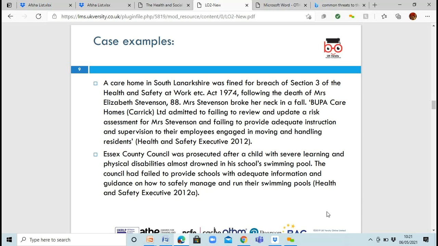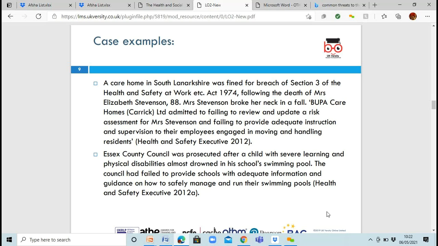Now, Essex County Council, another example. So before I go into that, what happened is in a Bupa care home, an elderly lady was being moved. The staff didn't have the right training in how to move her according to her own needs. She fell down the stairs, she broke her neck, and unfortunately she passed. So Bupa care homes were found to be at fault for this because they didn't follow the correct procedures, they didn't inform their staff, they didn't give them the correct training in how to move her or how to handle her. So they were at fault here.